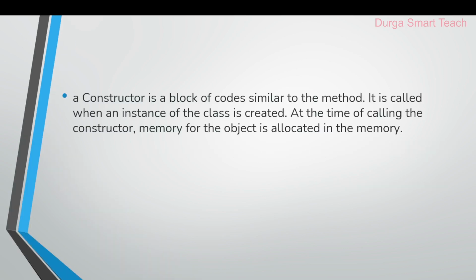The next point: a constructor is a block of code similar to a method. It is called when an instance of the class is created. A constructor is a method used to initialize the object whenever the object is created. An instance of a class is nothing but an object. Whenever the object is created, the constructor is called, and at the time of calling the constructor, memory for the object is allocated.